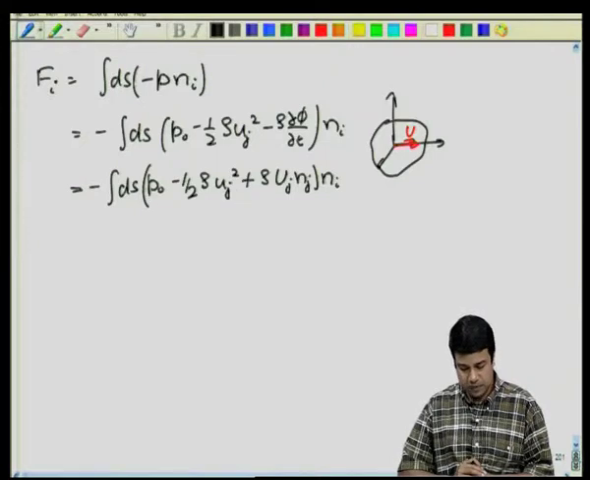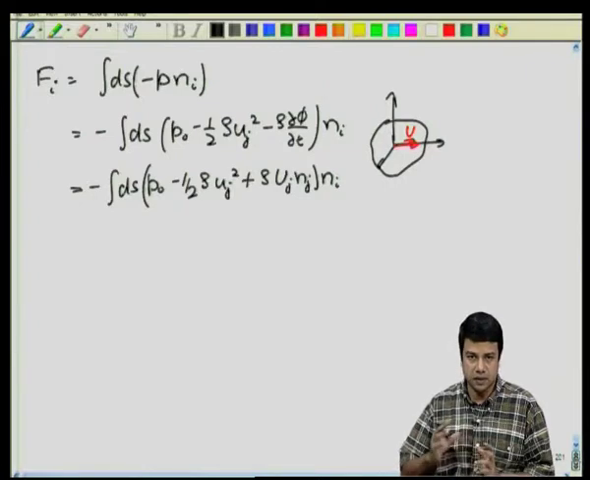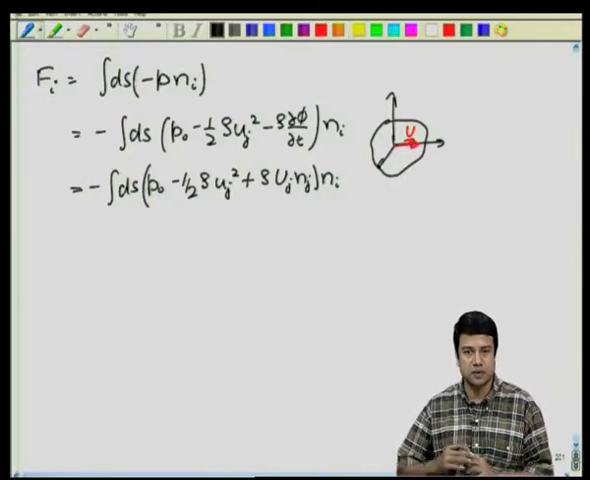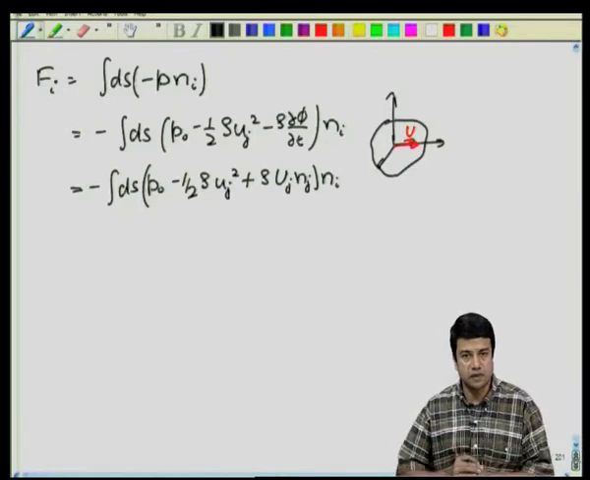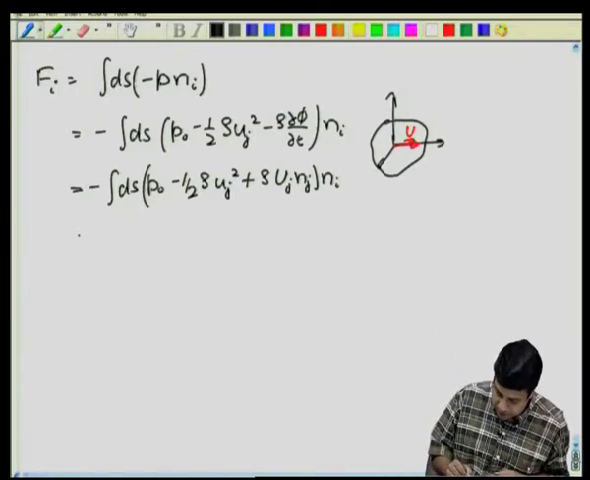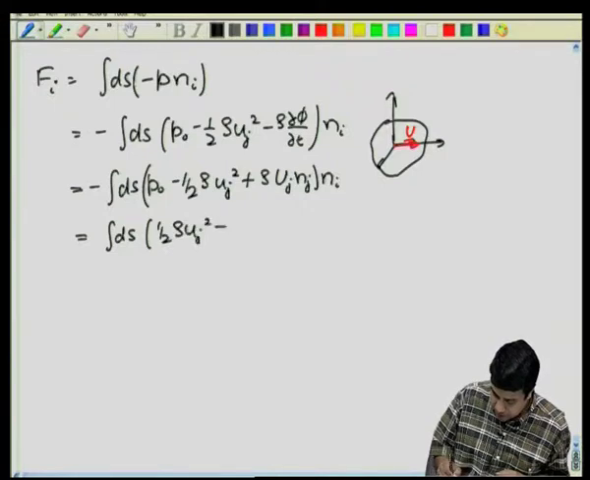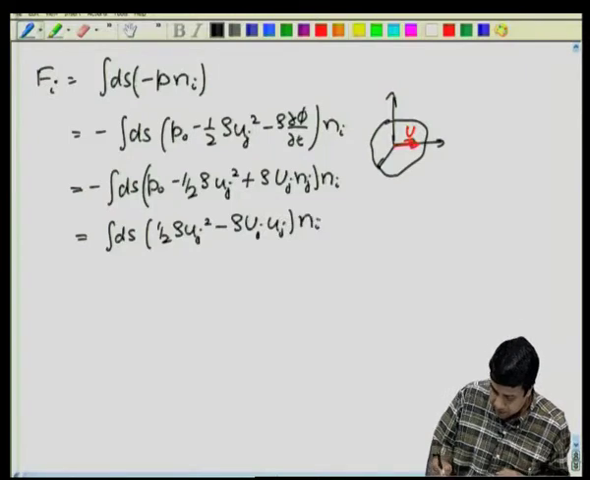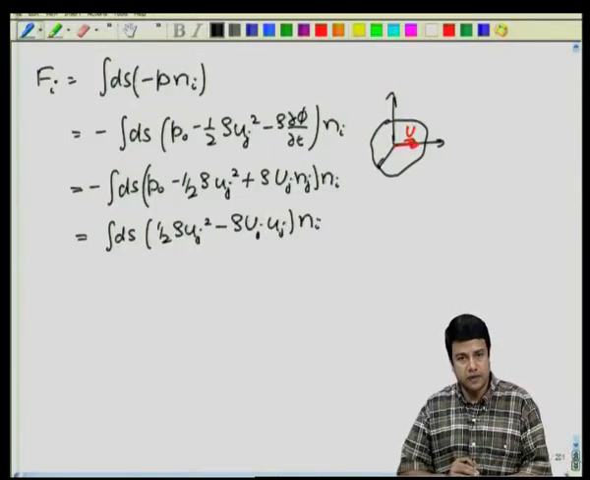Of course, P naught, when integrated over this entire volume, P naught times the unit normal integrated over the entire surface has to be equal to 0, because a constant pressure cannot exert a net force. Okay. So, I get the final force as integral over the surface dS of half rho u_j squared minus rho u_j times n_i. So, I have to evaluate this.